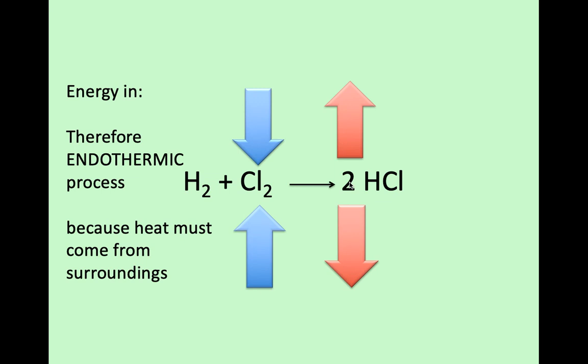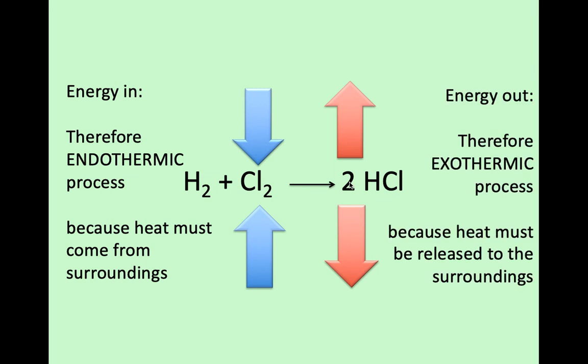The reason why I've done the arrows in red and blue is because at the start of the reaction here, we need to put energy in to break these apart, to break the hydrogen apart, to break the chlorine apart. So we're putting energy in. That is an endothermic process. We have to get that energy from the surroundings. We can't just make energy, it can't be created nor destroyed. We must put it in from the surroundings.